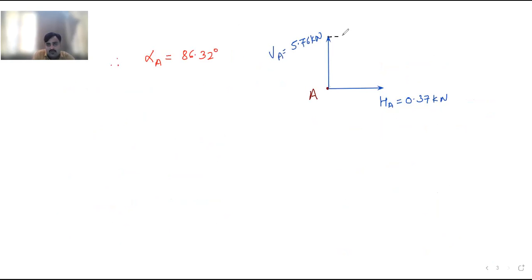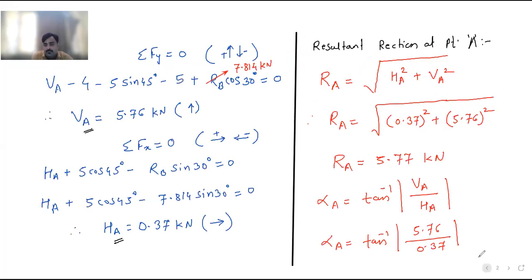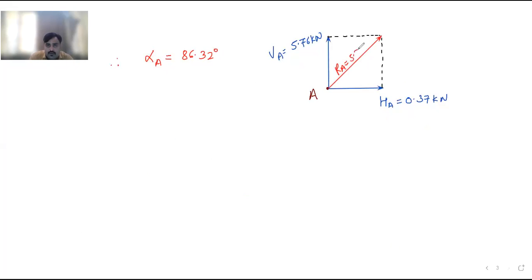If I extend this horizontal line from this point and drop a perpendicular from this point, or I extend the vertical line, this is my parallelogram. This will be the parallelogram and the resultant reaction will be the diagonal. This diagonal is the resultant reaction. So this is your RA, which is equal to, what is RA, 5.77 kilonewton. So the value of RA is 5.77 kilonewton.